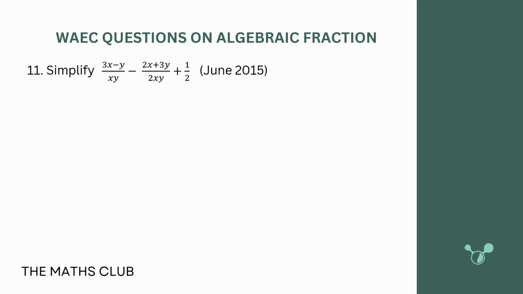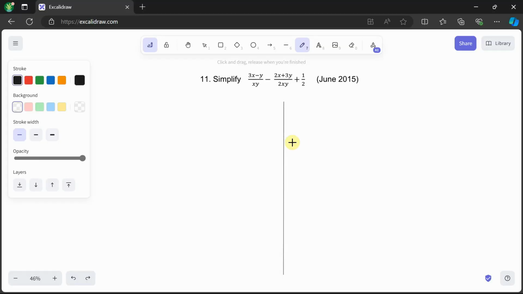Number 11 says I should simplify (3x minus y) all over xy, minus (2x plus 3y) all over 2xy, plus 1 over 2. As always, you can pause the video and try it out yourself. So to solve this question, I can use maybe a multiple of them to be 2xy at the bottom. I'll just do my method. So that will be all over 2xy.